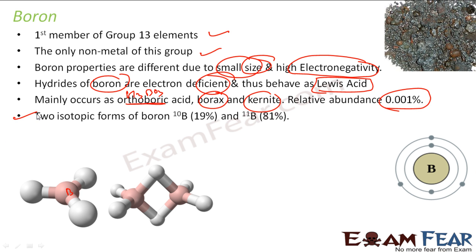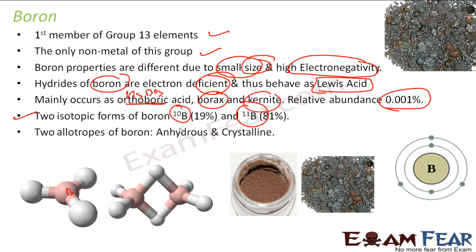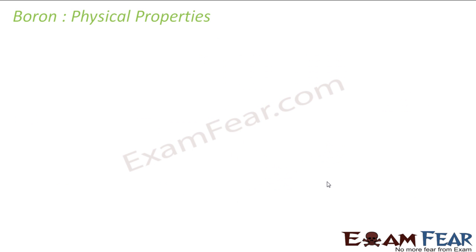There are 2 isotopic forms of boron. We have discussed this also. And there are 2 allotropes of boron, amorphous and crystalline. The crystalline form is literally unreactive, while the amorphous form is reactive to oxygen if you heat it, right? Let's talk about the physical properties of the boron.